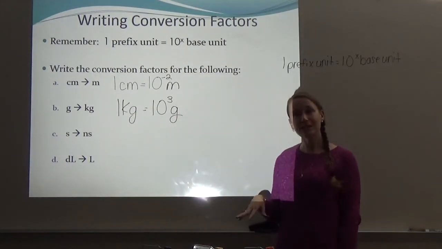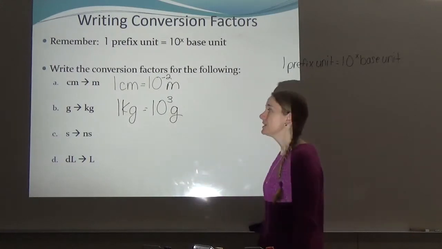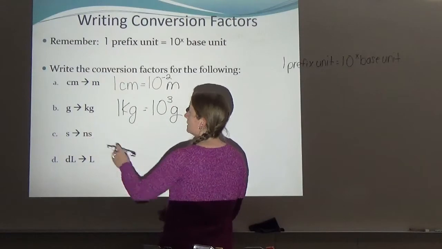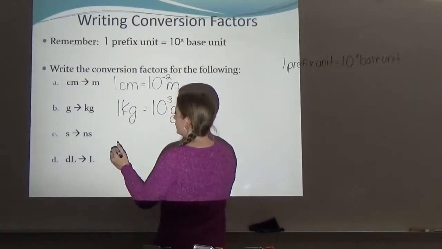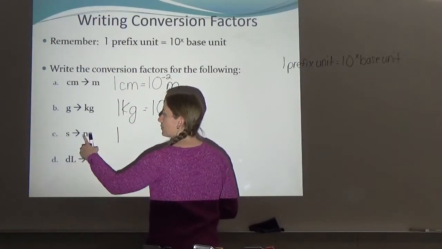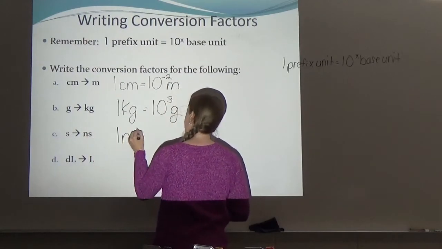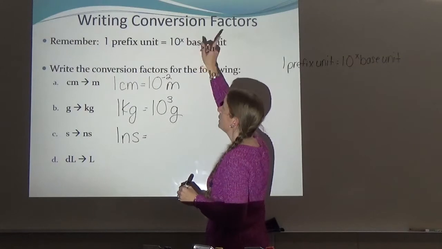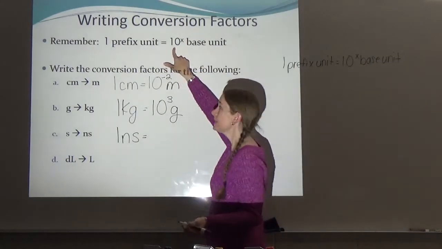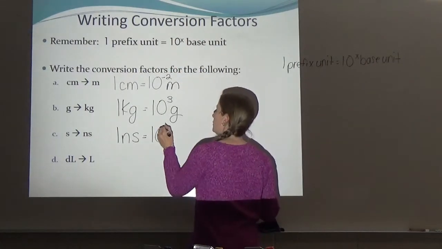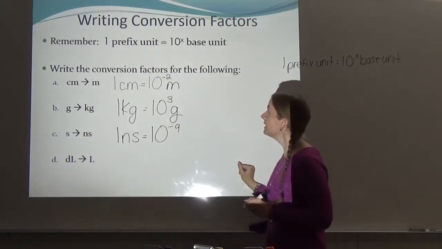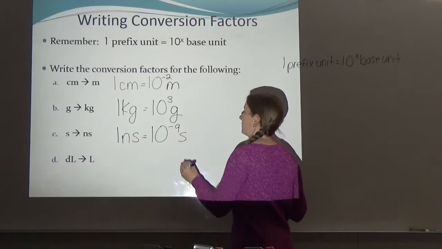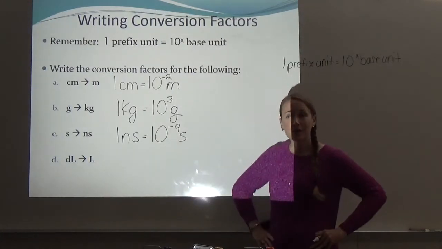Okay, so maybe pause it, try the other two. So I'll assume you've done that. So we're going seconds to nanoseconds. So one prefix unit. So one, which one has a prefix? Nanosecond equals 10 to the x base unit. So you go to your prefix sheet. It will tell you for nano, it's 10 to the negative 9. And then your base unit, of course, is seconds. All right, so hopefully you got that right.